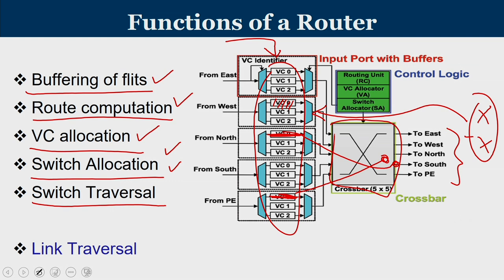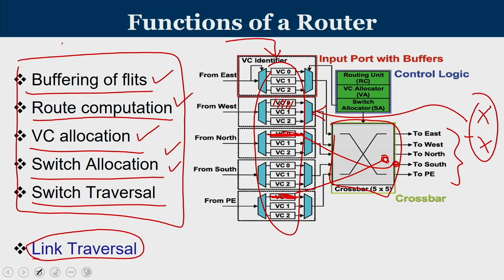And then at the end, we have the link traversal. Once you cross the crossbar, then we ultimately land up in the link. So, these are the functions that happen inside the router, and this happens outside the router. So, it is basically a link operation.